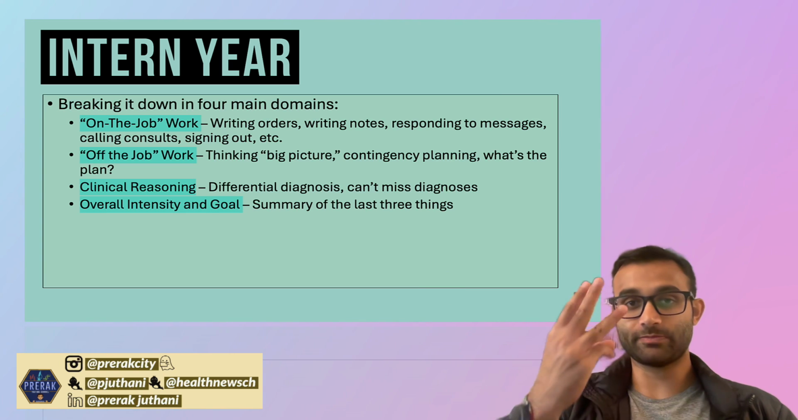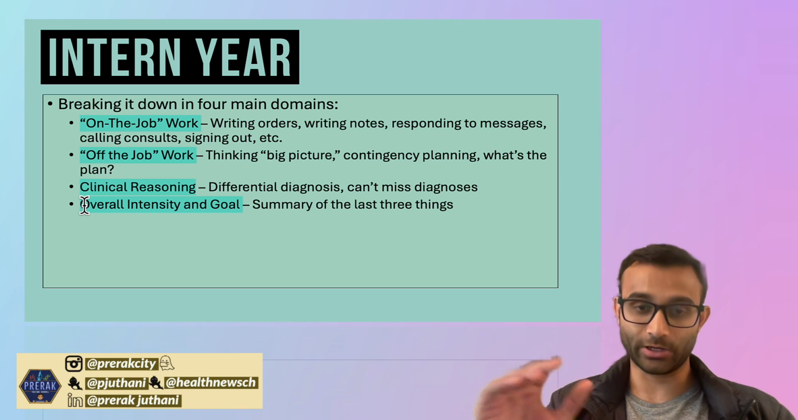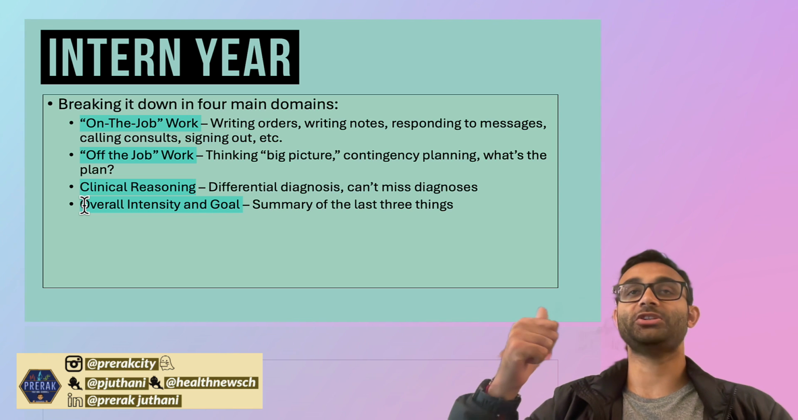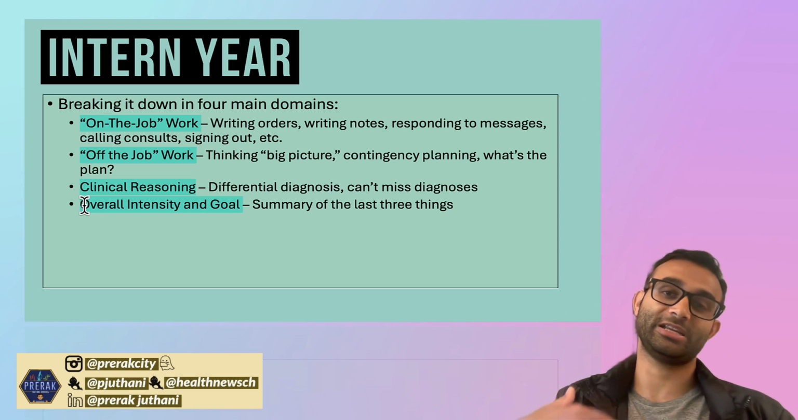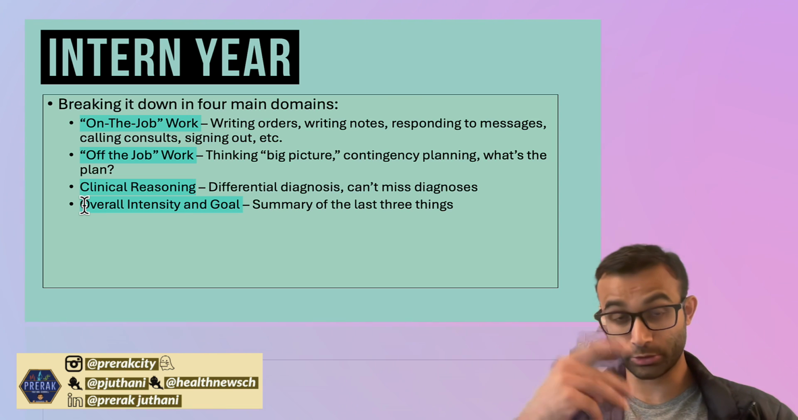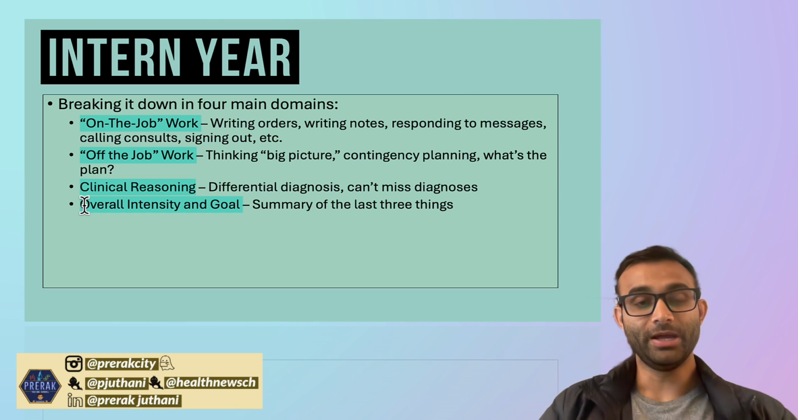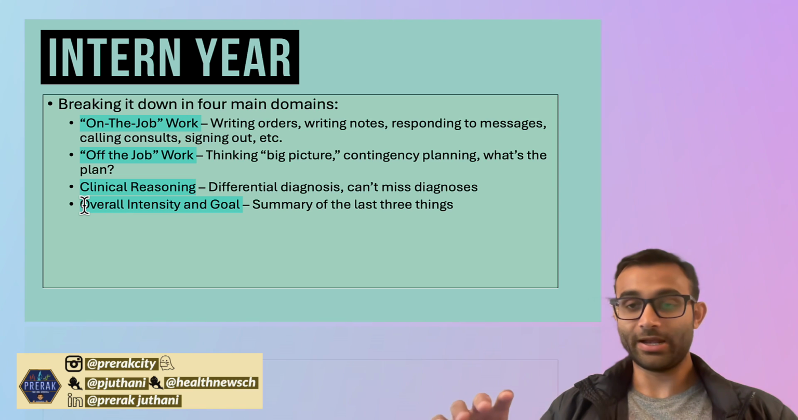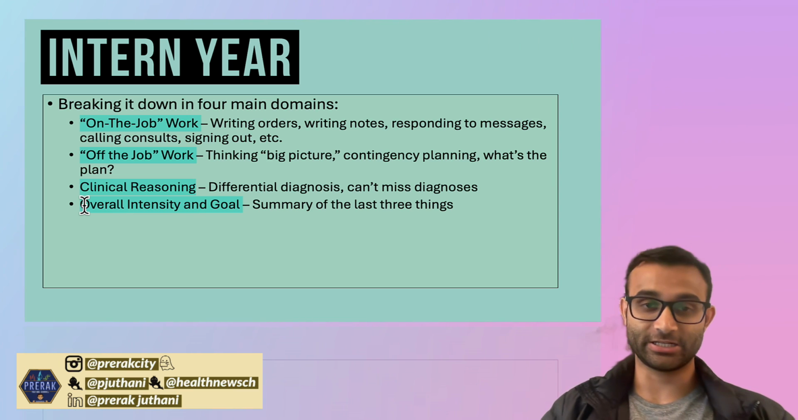Similarly, the third aspect that I want to talk about is going to be clinical reasoning, as well as the overall intensity and goal. The clinical reasoning is all about thinking about what's going on with my patient, how can I best address the patient's need, and ultimately, how can I make sure the patient is safely discharged from the hospital? And the last part is just a summary of the aforementioned three components, which is the on-the-job work, off-the-job work, and the clinical reasoning. I'm going to do this for intern year, and then I'm going to do this for the second year and hopefully give you a good gist of exactly the differences and what you'd be expected to do.